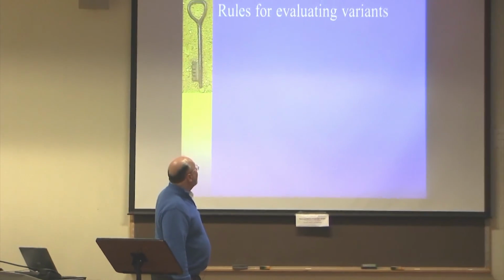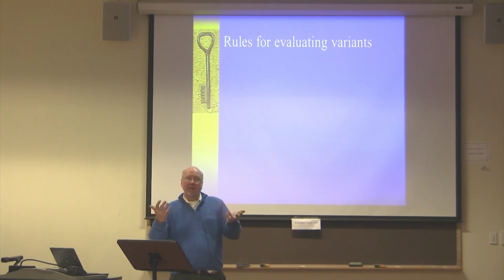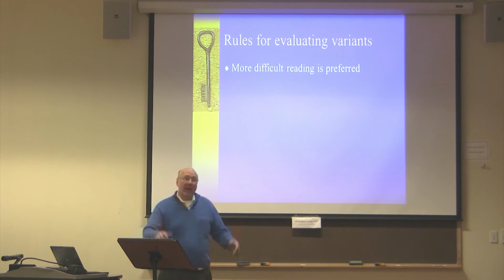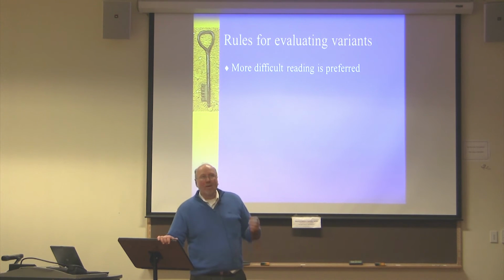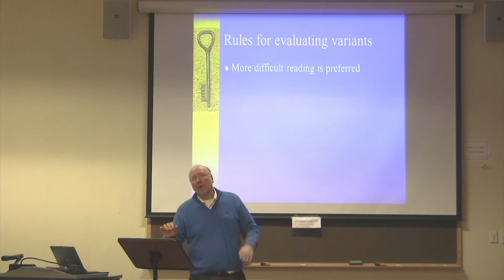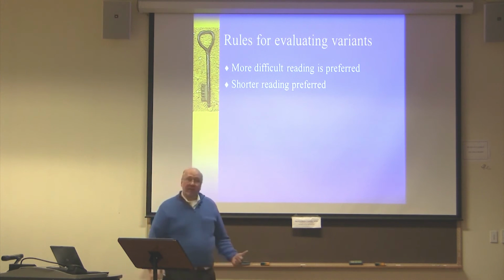So now, let's switch to evaluating variance. You've got two manuscripts, and they vary from one another. How are you going to evaluate the variance? Here's what people like Metzger, the editors, will do. They'll say the more difficult reading is to be preferred, the one that's harder to make sense out of. Scribes usually smooth things out to make it have meaning. The one that's harder to understand, the scribes normally would have softened, so the original reading is probably the more difficult.